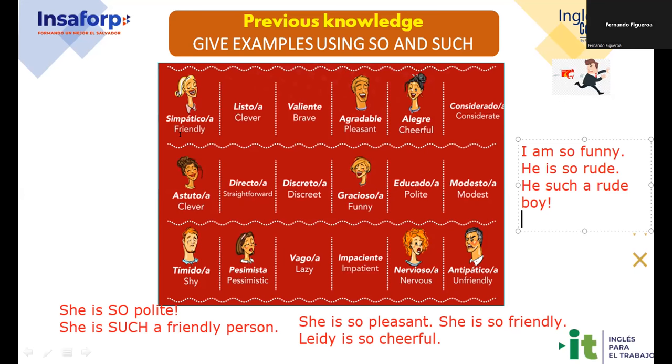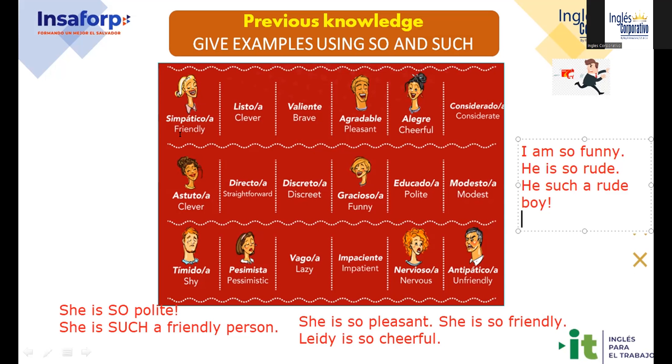Okay, Fernando, give me an example. He is so, ¿cómo se dice? Sonríe. Quiero ver. Permítame. You can pick one adjective from the ones. Smiling or smile. Happy, cheerful. He's so happy. He's so modest, nervous. I don't know, he's so pessimistic. Okay, let's see. Thank you, Fernando.